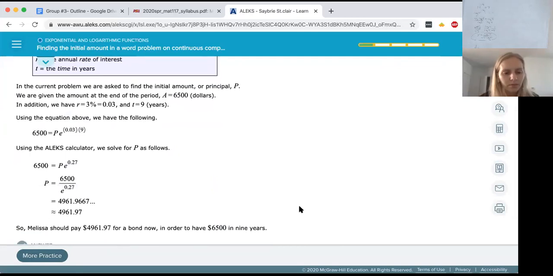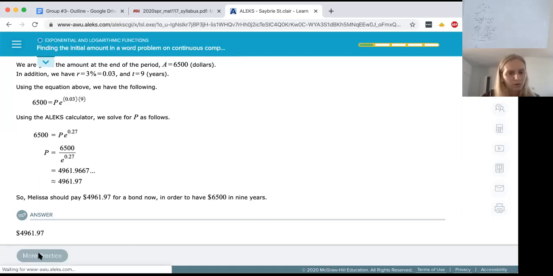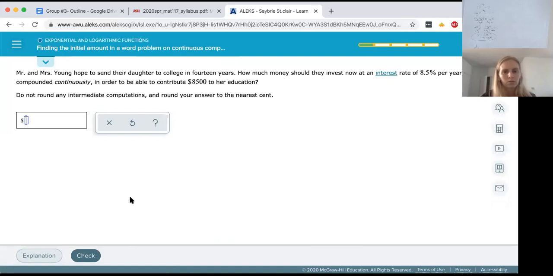And then it looks like you had to do a little bit of algebra to solve for P. Yeah, so that's not too bad. P is the initial principal amount. All right. Okay. 14 years. How much money should they invest now? So that's another one, solving for P.